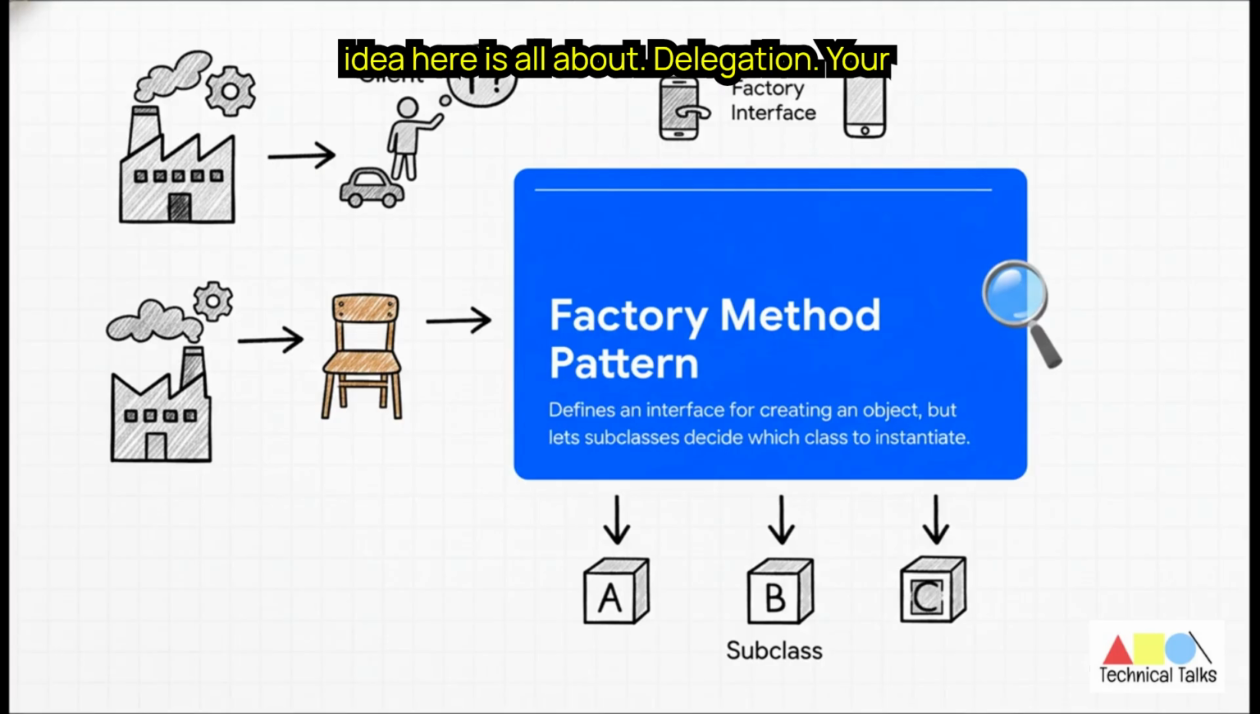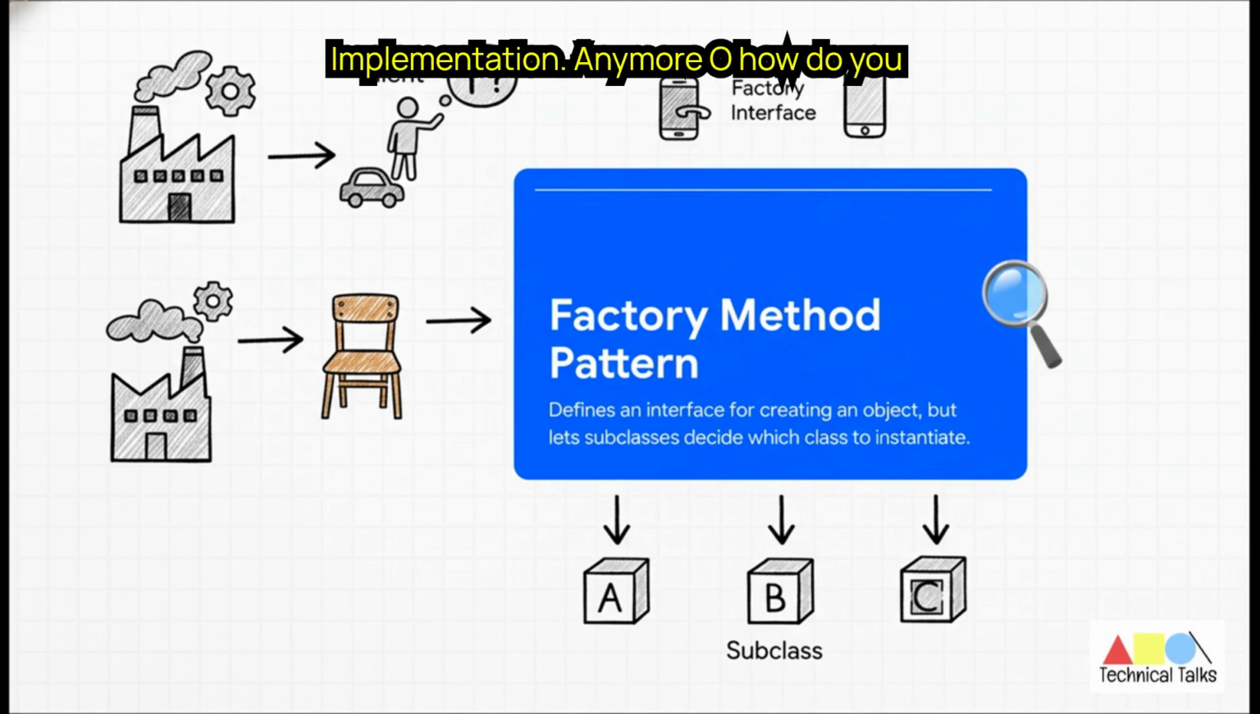The big idea here is all about delegation. Your main code doesn't need to know how to build every single type of notification. That's not its job. Instead, we push that decision down to specialized subclasses. Your main code just says, hey, I need a notification, and the right subclass factory handles all the messy details. Suddenly, your client code is free. It doesn't care about the concrete implementation anymore.